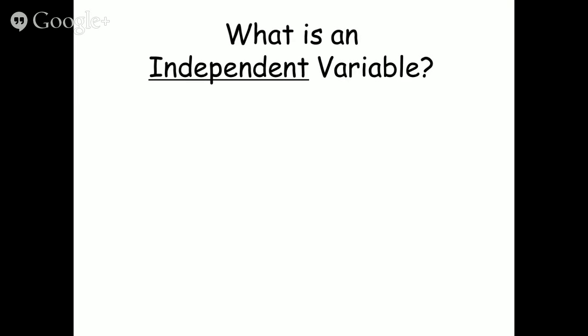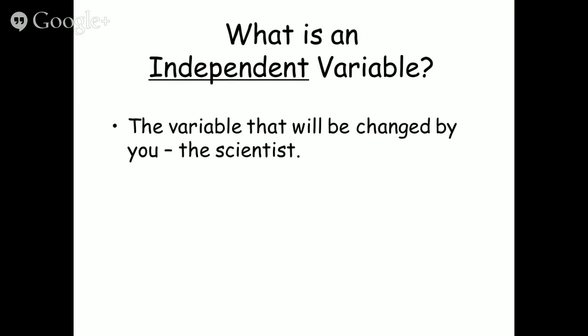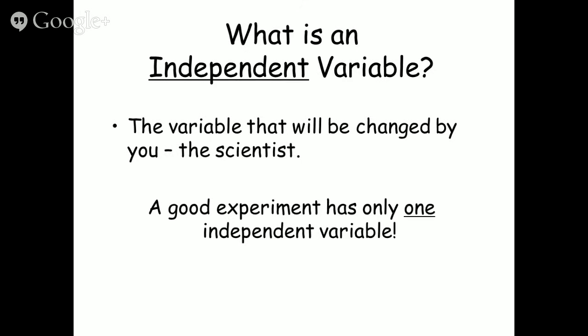What is an independent variable? The variable that will be changed by you, the scientist. A good experiment only has one independent variable. You wouldn't do an experiment on plants and have the soil change every time, have the type of liquid that you water the plants with change every time, and have the container change every time. You only want one thing to be different.